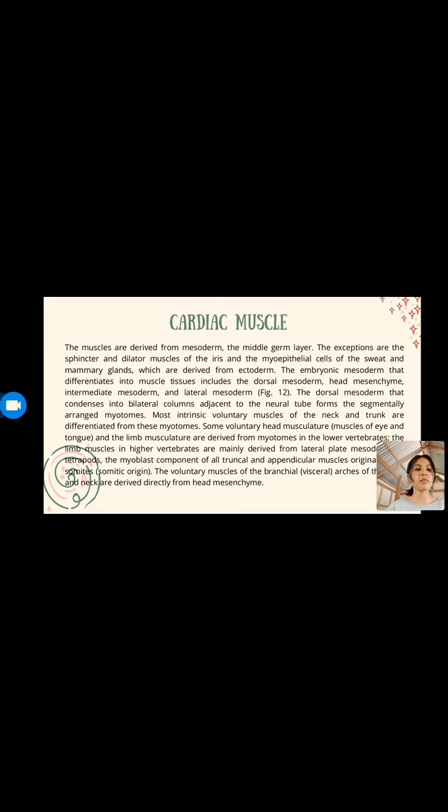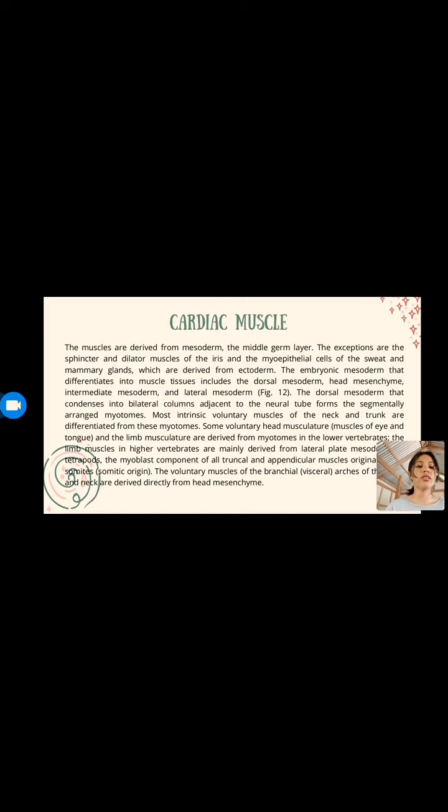The embryonic mesoderm that differentiates into muscle tissues includes the dorsal mesoderm, head mesenchyme, and intermediate mesoderm, and the lateral mesoderm, which we can see in figure 12. The dorsal mesoderm that condenses into bilateral columns adjacent to the neural tube forms the segmentally arranged myotomes. Most intrinsic voluntary muscles of the neck and trunk are differentiated from these myotomes.